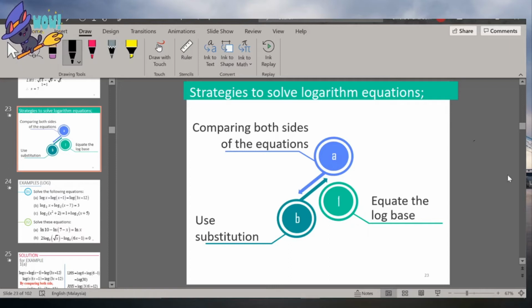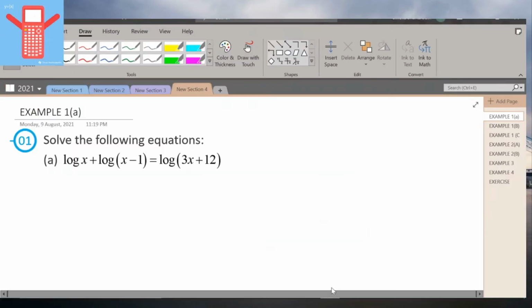So for this video we will be looking at equations involving logarithms. So here are the strategies to solve logarithm equations. You can compare both sides of the equation, and then you can use substitution, and also you can equate the log base. So let's look at some examples.